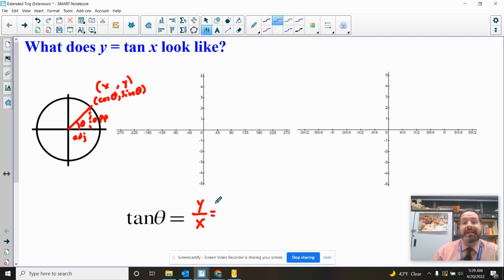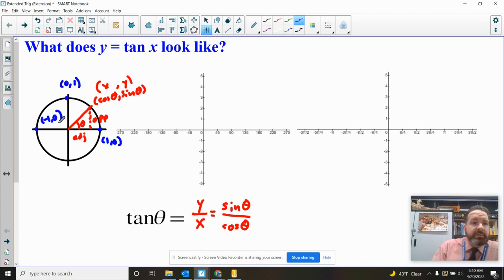The tangent of an angle is always equal to the sine of that angle, because that's what the y coordinate on the unit circle is, divided by the cosine of the angle. So with this idea in hand, we are going to see what a tangent graph looks like. Let's start by labeling some important points here on the unit circle. We've got 1, 0. We've got 0, 1. Back here is -1, 0. And then down here is 0, -1.